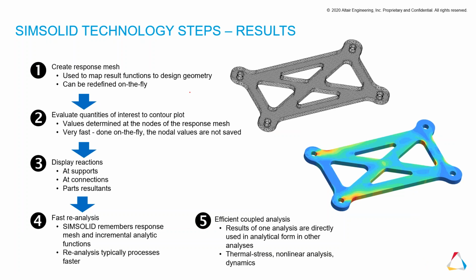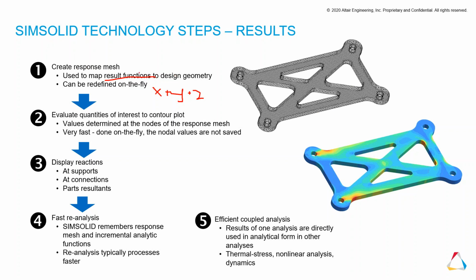Now remember when I said that SimSolid will write out result functions. So this is what we mean here. We will write result functions. So let's say it's just like a function, a simple function x plus y plus z, right? With this, the user will not be able to know what the stress level is here, right? So what we actually do is, after solving, SimSolid will create a response mesh over your part, right?